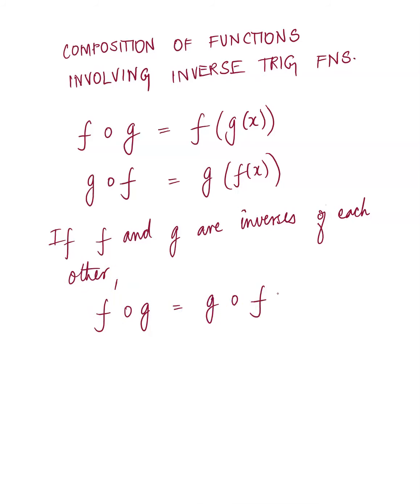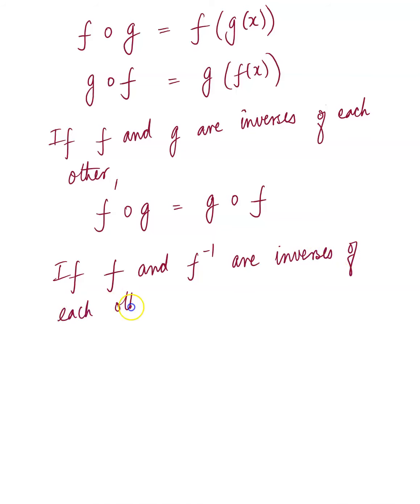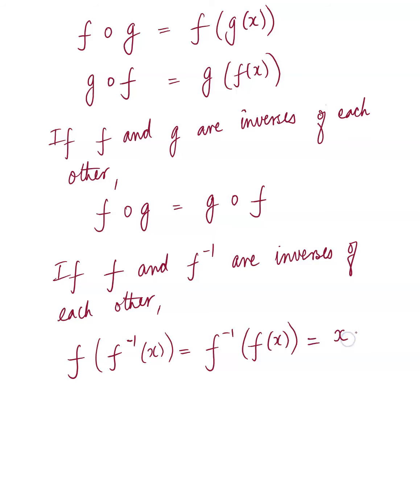Okay. I want to use this in our inverse notation. So if f and f inverse are inverses of each other, then f of f inverse of x will be the same as f inverse of f of x, right? Instead of g, I now have the f inverse notation. And in particular, they will always be equal to x. Each must be equal to x, okay? So this is equal to x, and this must be equal to x.